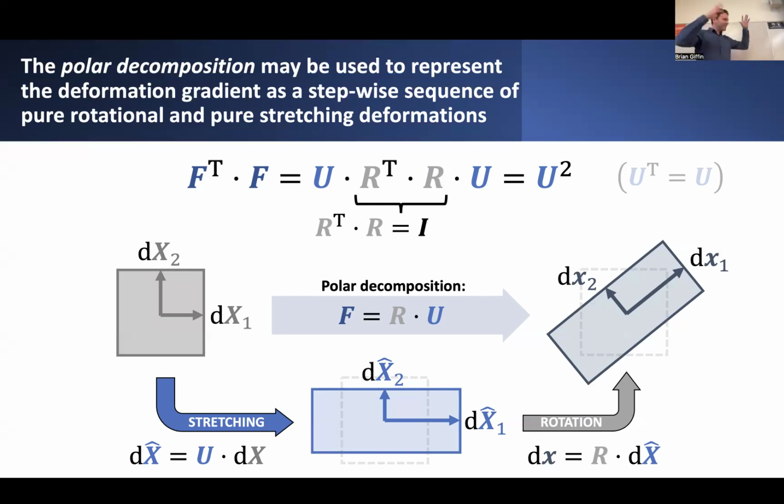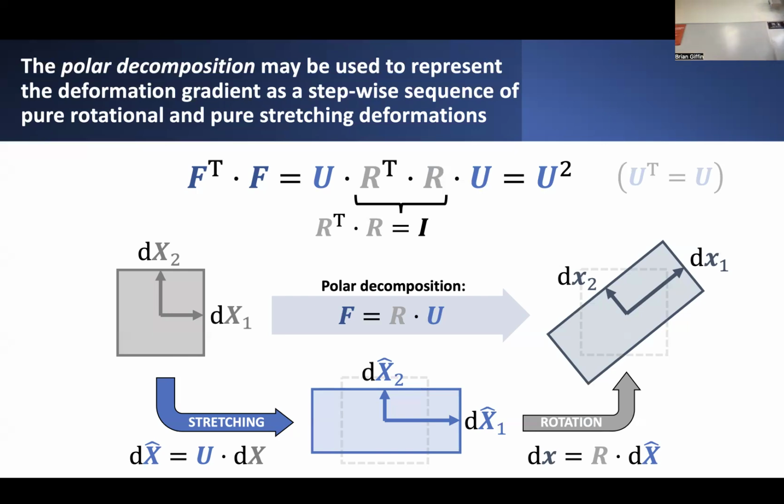And you can come up with descriptions of pure rotations in the format of matrices. Maybe you've seen these before. But the main idea here is we can decompose this whole sequence of operations, first stretching and then rotation, by describing the deformation gradient as just the multiplicative composition of those two matrices put together.